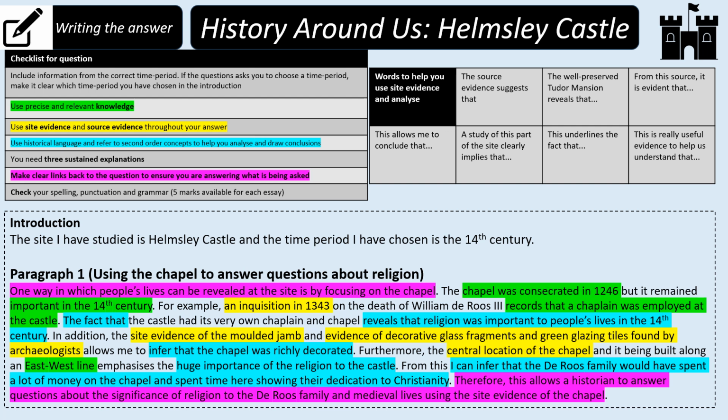Very simple. You're just going to say something like, the site I've studied is Helmsley Castle and the time period I've chosen is the 14th century. Now for one of these time period questions, once you've stated your time period, you have to stay in that time period. So if, for example, your third paragraph was all about the English Civil War, you would just get no marks for that. So you just need to be really, really clear on that.